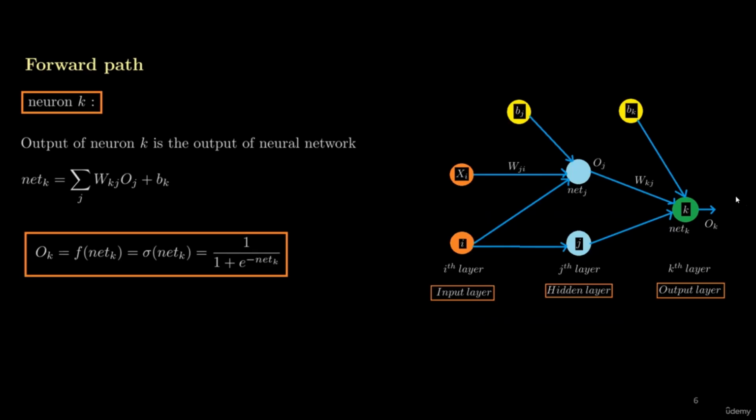So the final step is to find the OK, that is the output of neuron K. And we know that OK is the activation of net K. If we are using a sigmoid as our activation function, then it will be 1 over 1 plus e raised to power minus net K.